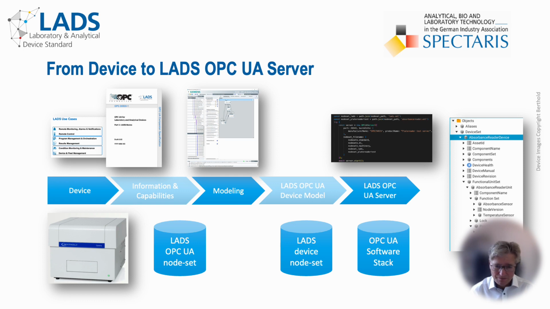Step 2. Load the LADS OPC UA node set and its associated OPC UA node sets, such as DI or machinery basics, into an OPC UA modeling tool. OPC UA node sets are a machine-readable description in a specific XML file format, freely downloadable from the OPC Foundation's GitHub. Please note that the LADS node set will be available once it's officially released by the OPC Foundation.